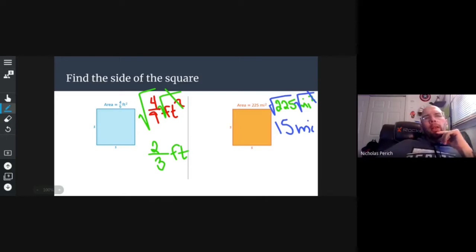If you're wondering, do they call squares squares because you square things to get the area? Yep.